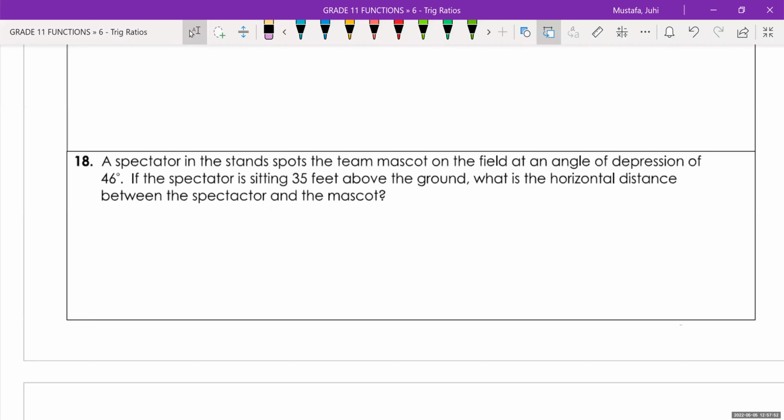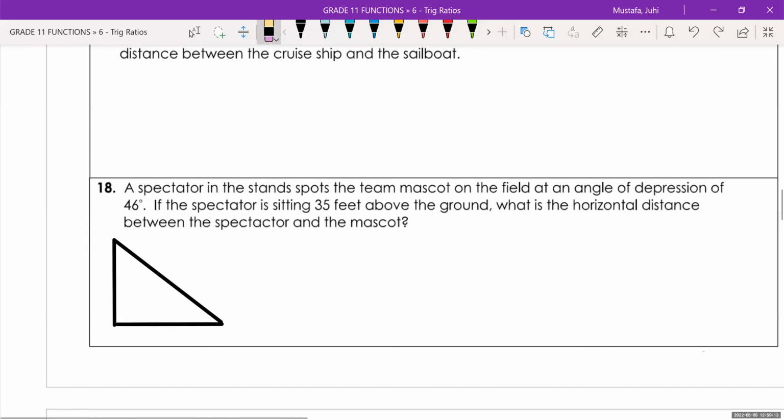You are a spectator in the fan, you look down onto the field and you find your mascot. If the spectator is sitting 35 feet above the ground, what is the horizontal distance between the spectator and the mascot? Do you see this question is a lot more specific, and I like that because they're talking about the horizontal distance. So let's draw information here.